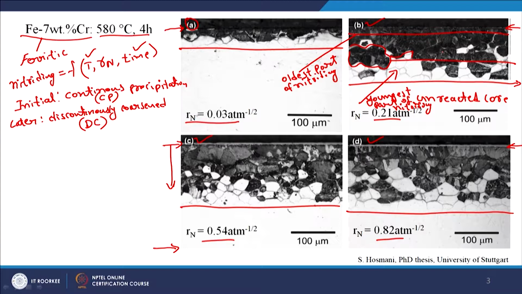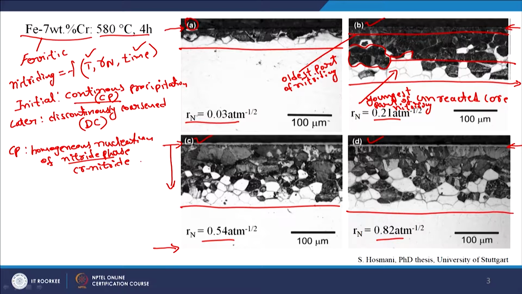Now, what is the difference between this continuous precipitation and discontinuous precipitation? As one can see, initially when your nitrogen is entering into the sample, what develops is a very continuous precipitation. This CP implies a sort of homogeneous nucleation, homogeneous nucleation of the nitride phase. This is usually always known, for example, in this case the nitride phase can be thought of as chromium nitride.